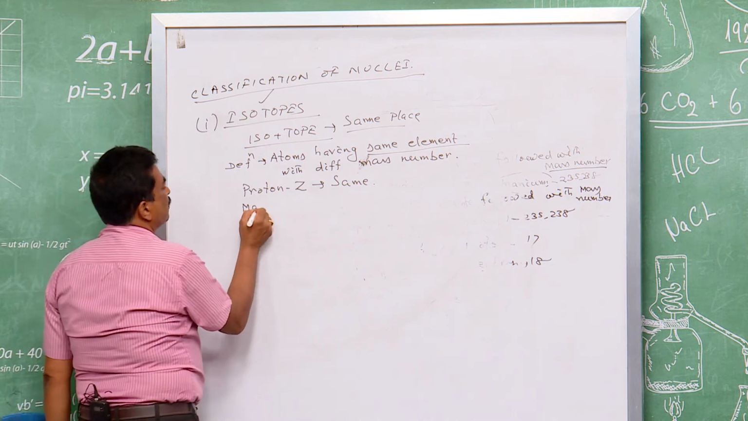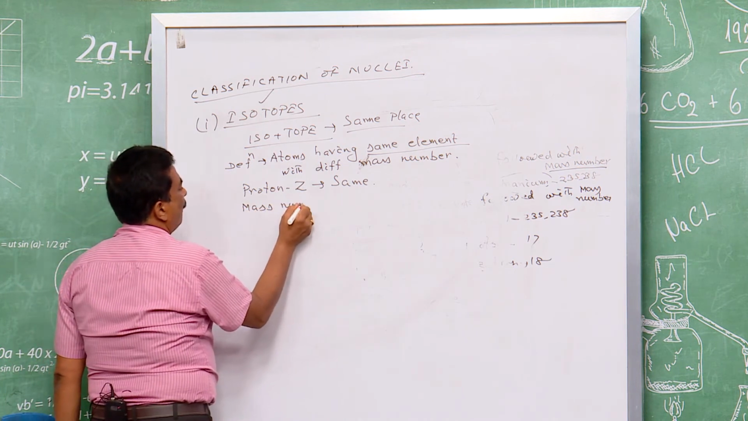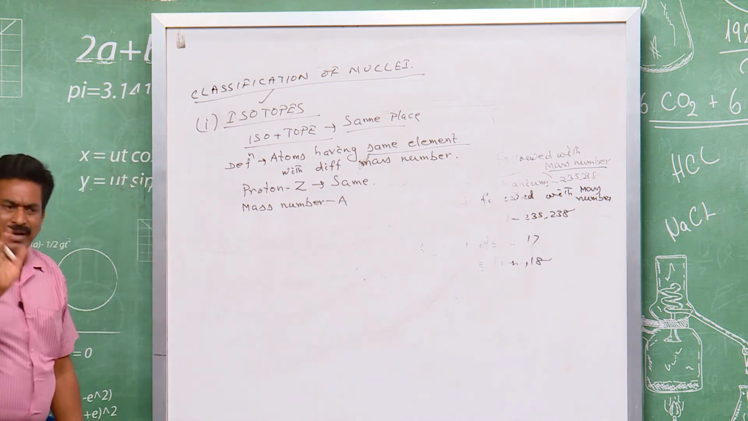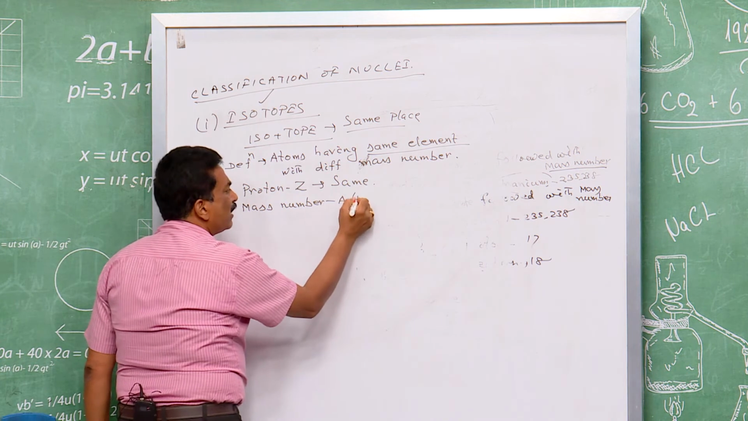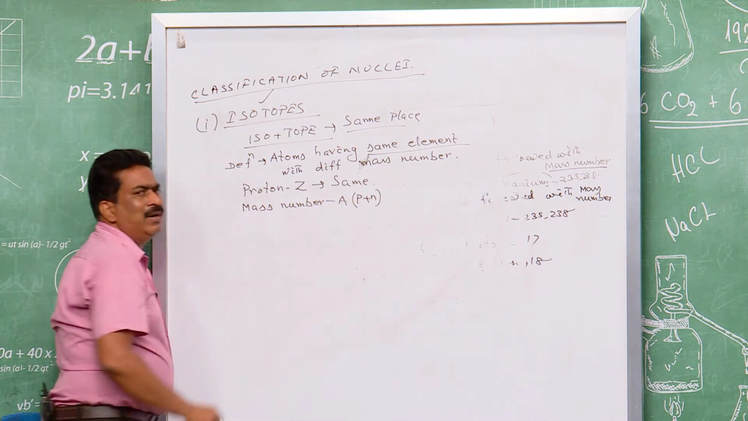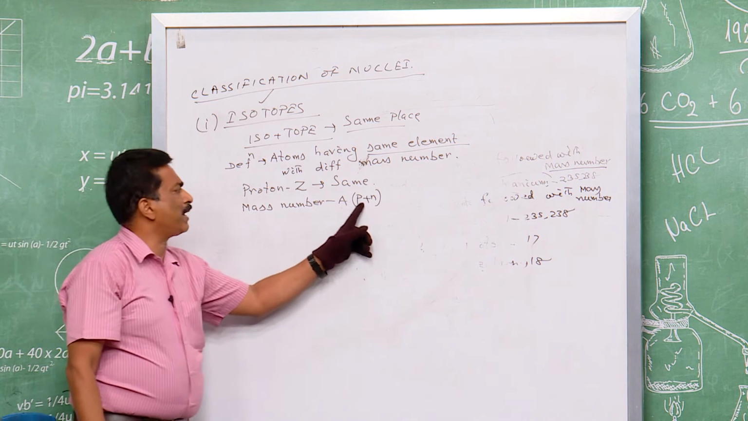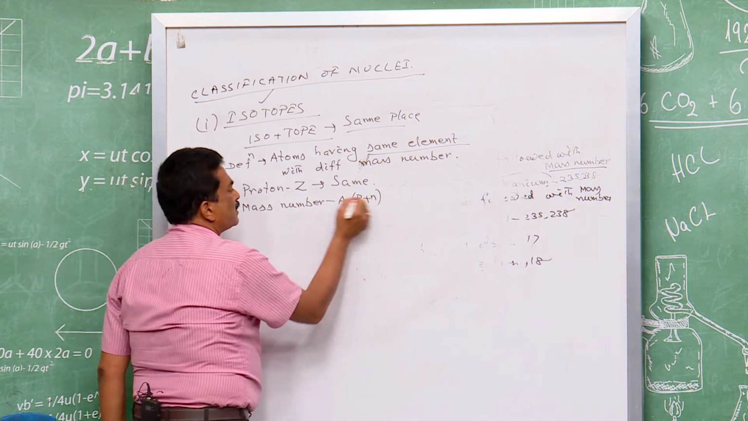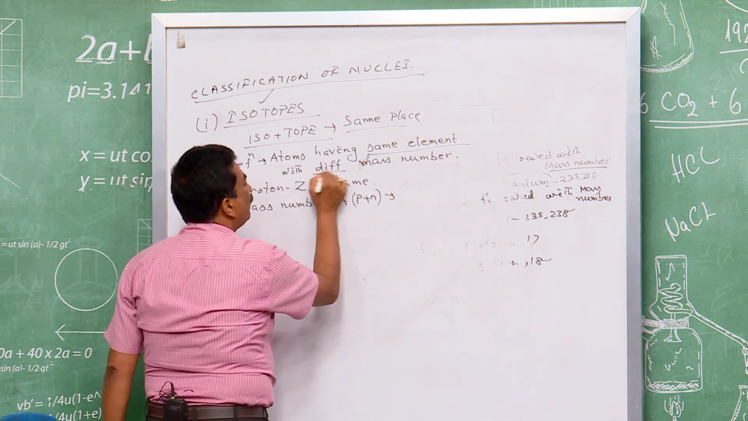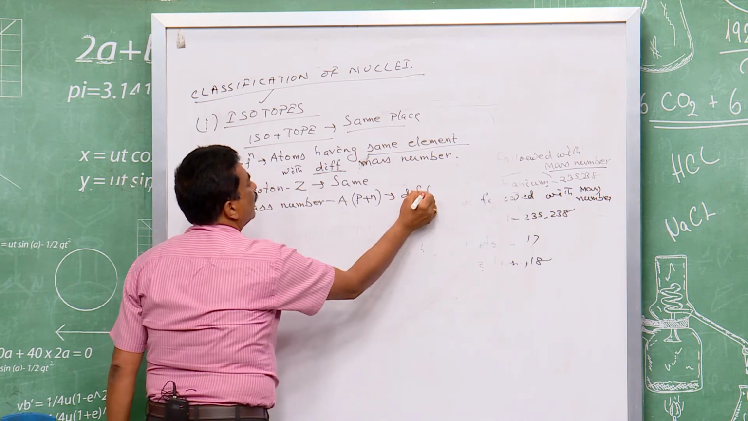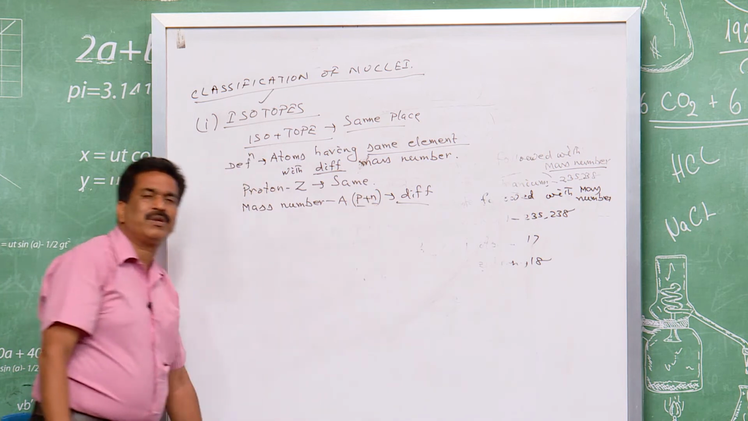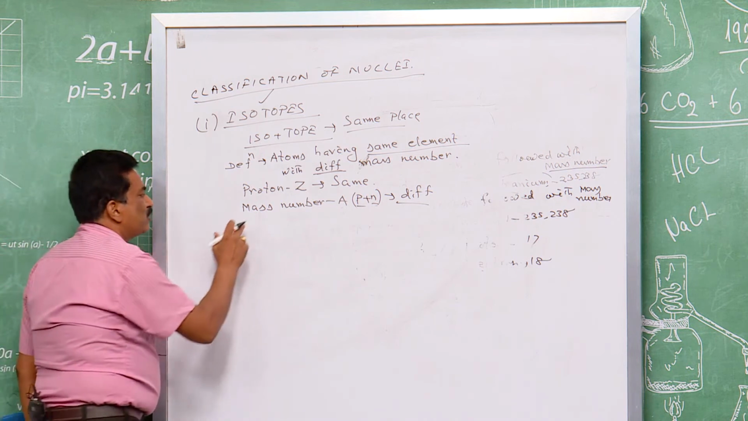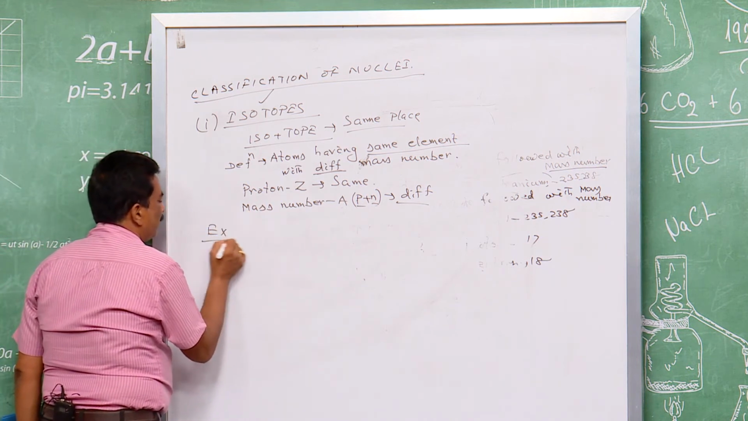The mass number that we write as A is different. So, A is the sum of P and N, that is the proton and the neutron. So, this P plus N is different. If P and N are different, what will you say? The P will be different and the N will be different. So, let us now see the example.